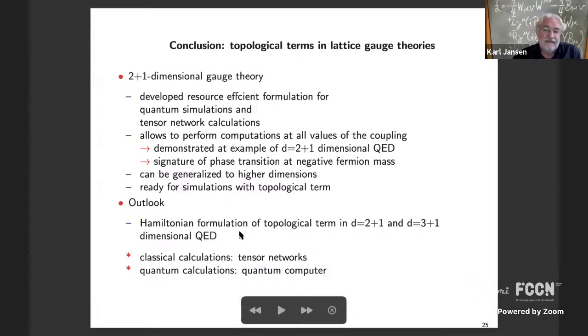Yeah, and this is the outlook that at least I'm thinking of doing. So to use this setup to perform classical calculations with tensor networks, but also quantum calculations, to use a real quantum computer for this. So thanks a lot for your attention and also already for the questions that were asked, but of course I'm open for further questions or comments.